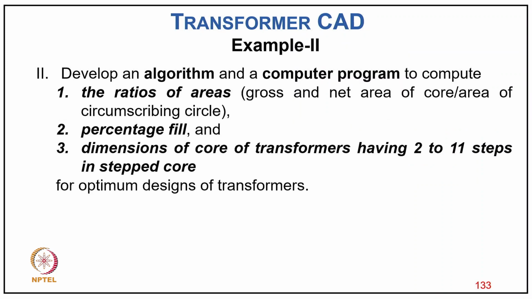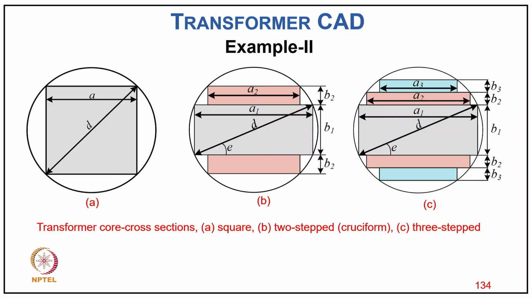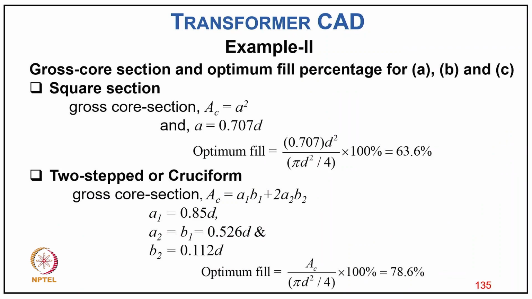Now coming to example 2: develop an algorithm to compute the ratio of areas, gross and net area of core, area of circumscribing circle, percentage fill, and dimensions of the core of a transformer having 2 to 11 steps, in steps, for optimum design of the transformer. You can just see the core with a square section, then 2-step cruciform, and then 3 steps, and you can go for multiple steps.